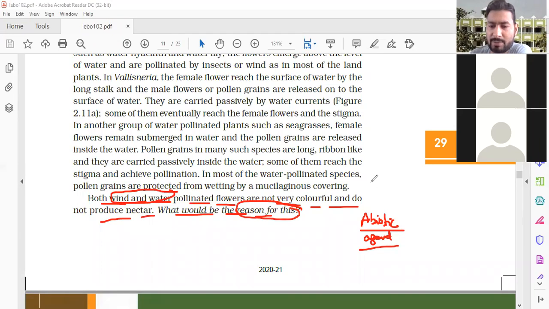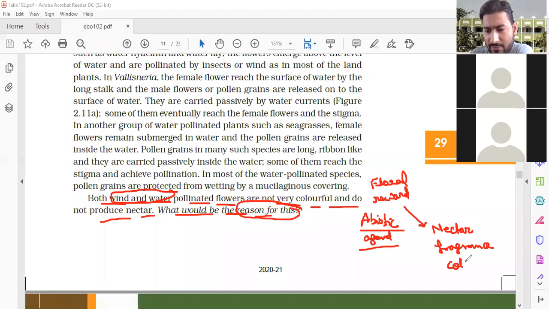Floral reward. What does floral reward mean? Just look at what the floral reward is. First one is the nectar. Floral reward is the nectar, fragrance, and color of the flower. Clear? So these are considered as floral rewards.